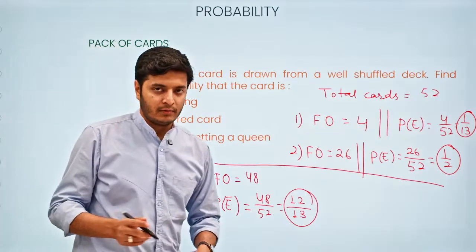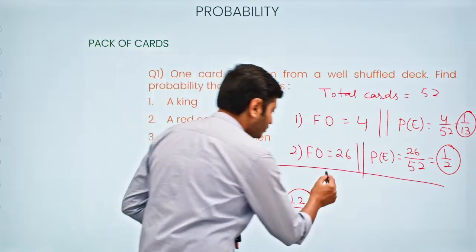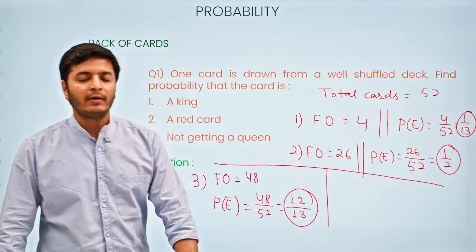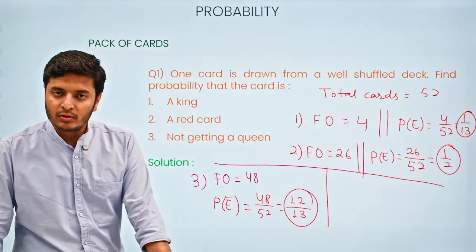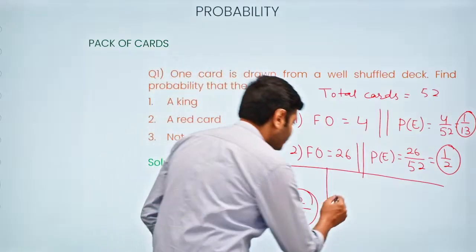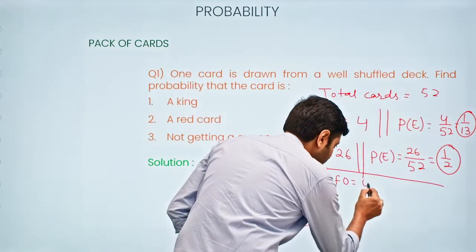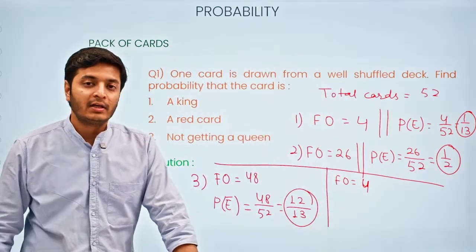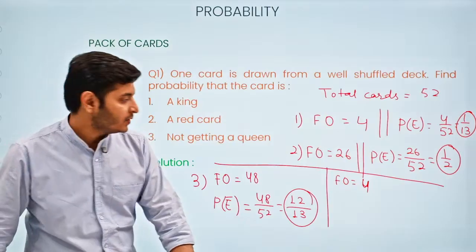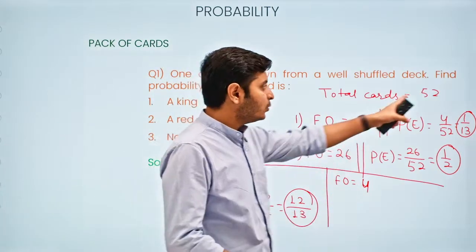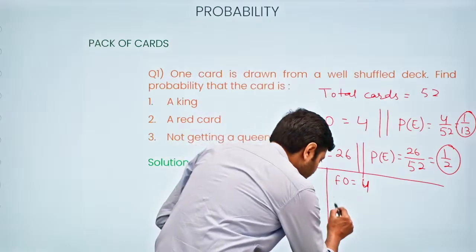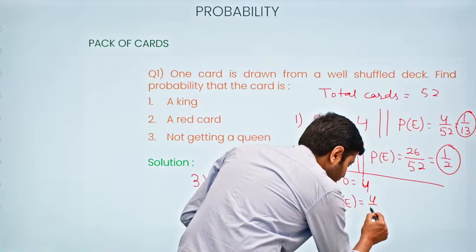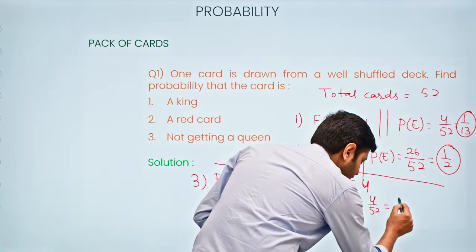What is the other way of finding this? First, we are going to find the probability of getting a queen. How to find the probability of getting a queen? We know the total number of queens is 4, so the favorable outcomes in that case is 4. You need to mention what the favorable outcomes are here, that we are calculating the probability of getting a queen. So the favorable outcomes 4, total outcomes 52. So the probability of getting a queen is 4 by 52, that is 1 by 13 again.